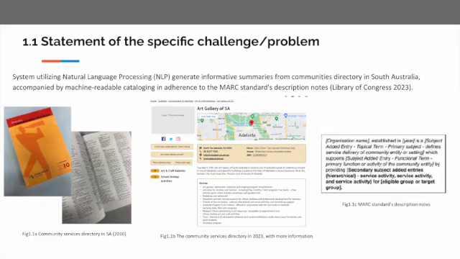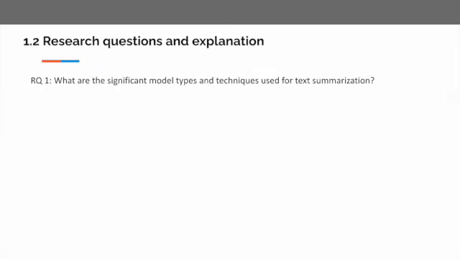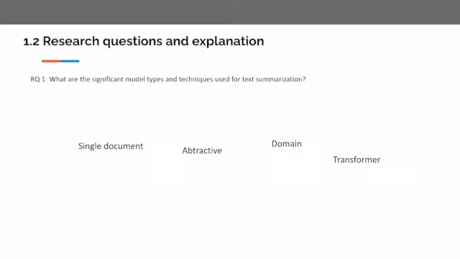comments from organizations. In the previous literature review, I came up with 4 important questions to explore. To answer them, let's go through. Out of the different types of models and techniques for summarization, single document and abstractive summary will be used based on the input and output type. Also, domain specific will be used based on the purpose. And rather than RNN or graph-based models, a transformer model will be used.